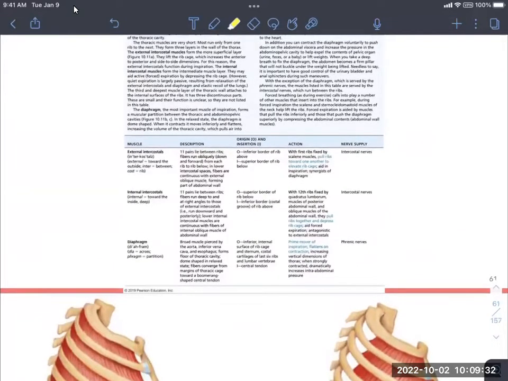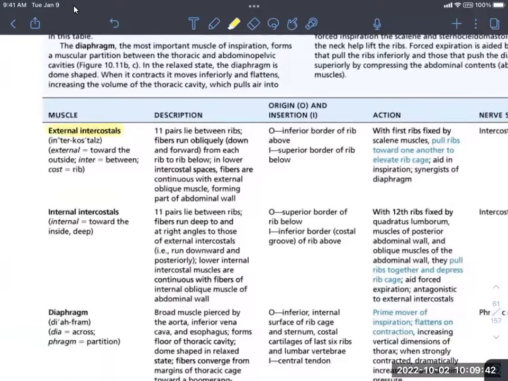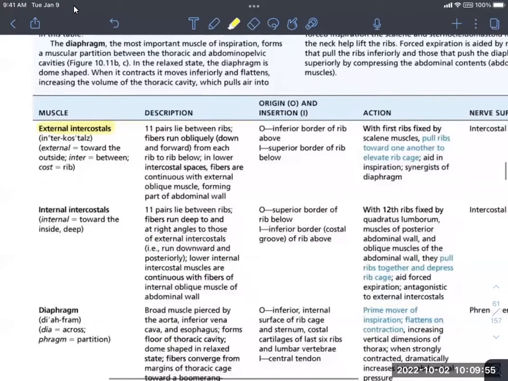Let's look at our breathing muscles. We have our external intercostals, between costal ribs. So between the ribs, those external intercostals originate at the inferior border of the rib above, while they insert at the superior border of the rib below.